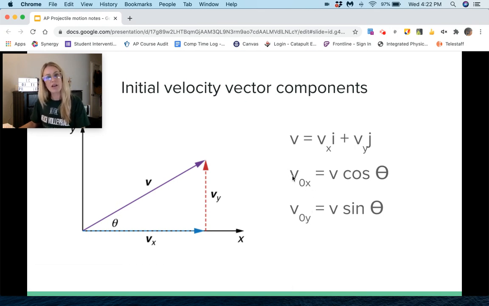And here, a lot of the time when I do these problems, you will see that I will just write v sub x, all right? Because remember, the velocity in the x direction is constant.